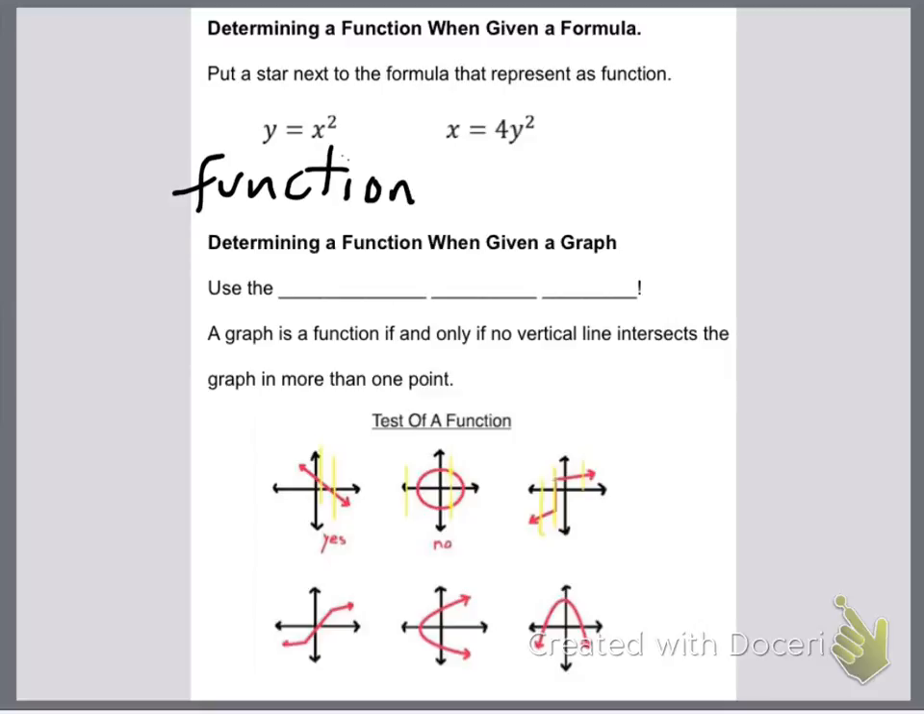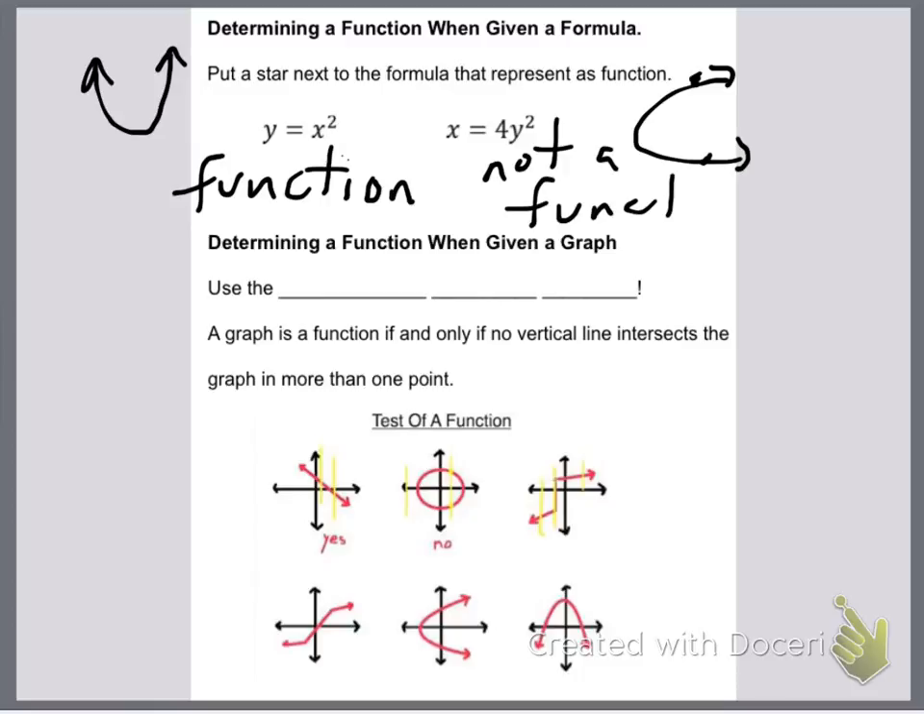Now, when you switch the variables, x equals 4y squared looks like this. So that means that there are x coordinates that are going to repeat themselves. Not a function. Now, an easy way to figure it out just by looking at the graph is to use the vertical line test.